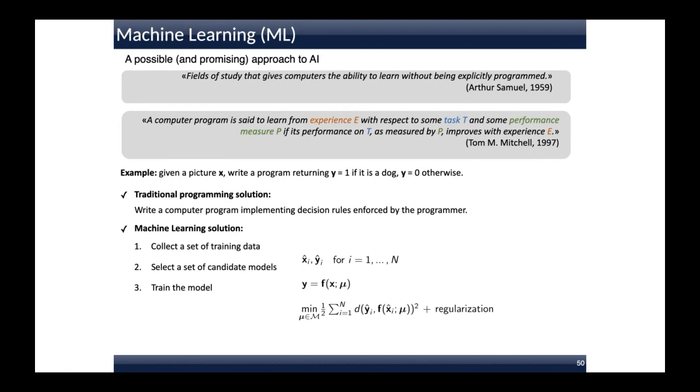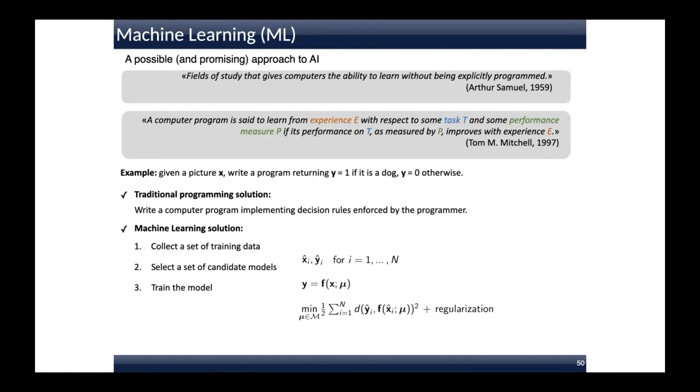If you use the ML approach, the machine learning approach, you collect a set of training data that you call X_i, Y_i. Those X are pictures, and those Y are the solution, the answer, which is one if it is a dog, zero if it was not a dog, right? So you have N pictures that we're going to use to train your model.